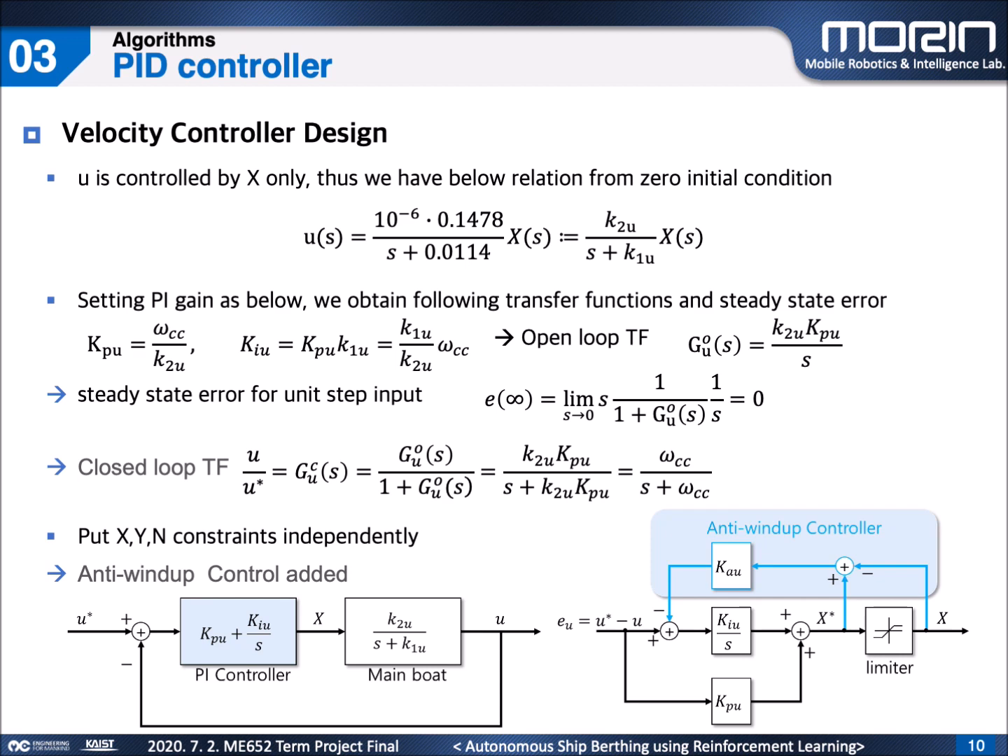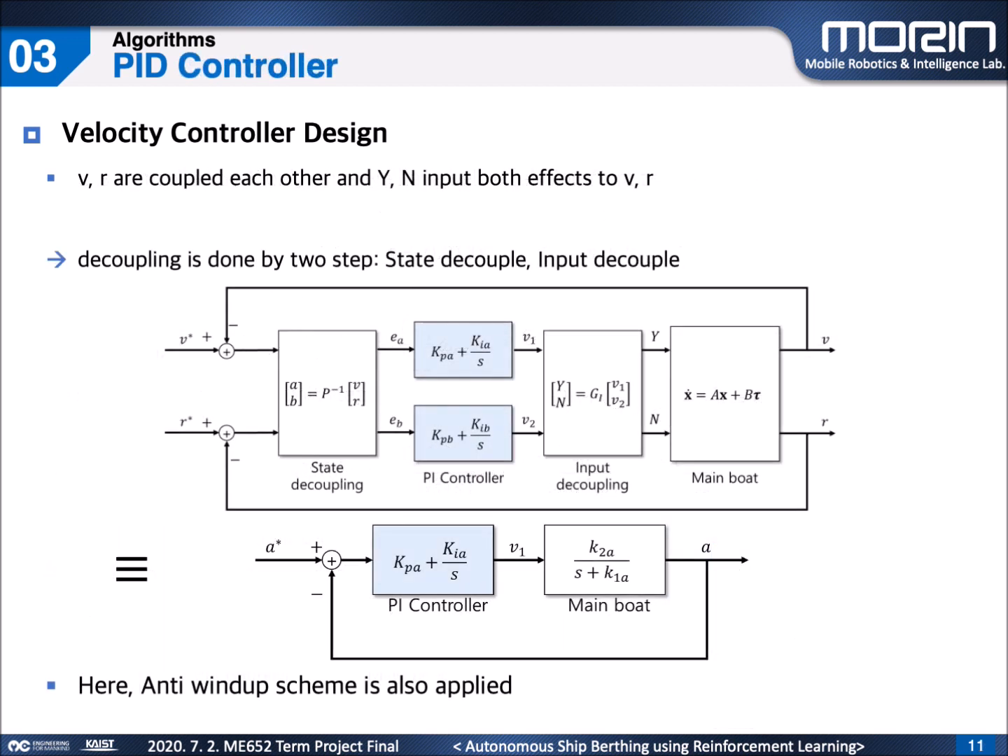And VR components are transformed to A, B, and Y and are transferred to V1, V2, so that A is only controlled by V1 and B is only controlled by V2. So the system is equivalent with below. Then the remaining PI gain is tuned the same way with the U component PI controller. And here, an anti-windup scheme is also applied.